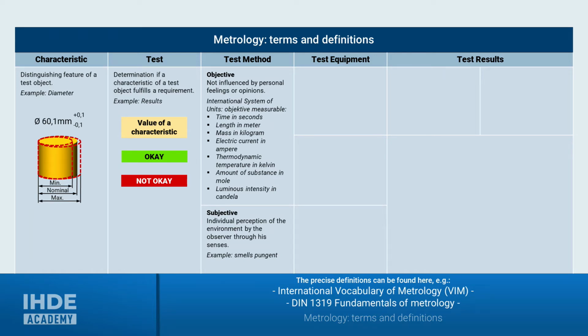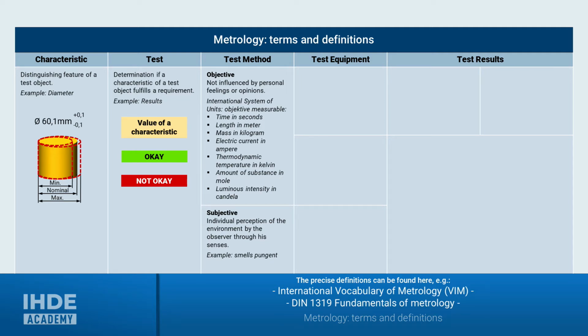Examples of objectively measurable basic quantities are, for example, those of the International System of Units. Time in seconds, length in meter, mass in kilogram, electric current in ampere, thermodynamic temperature in Kelvin, amount of substance in mole, and luminous intensity in candela.